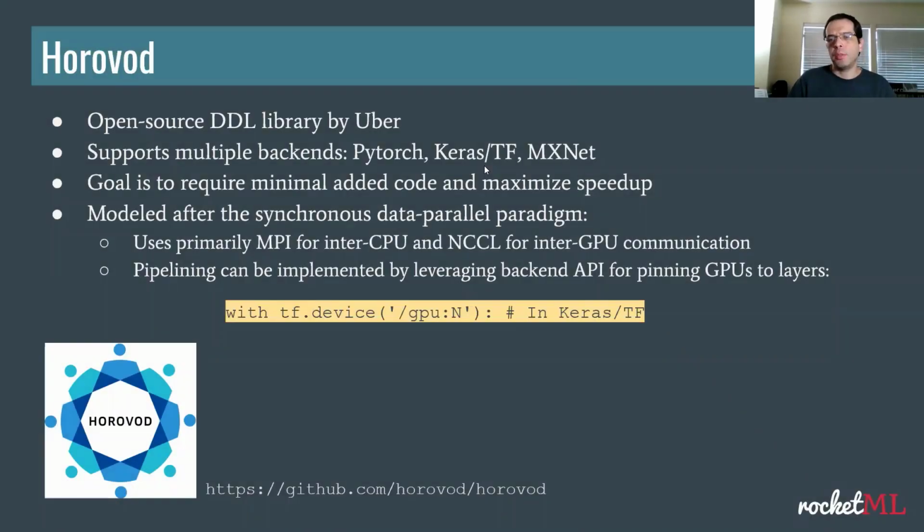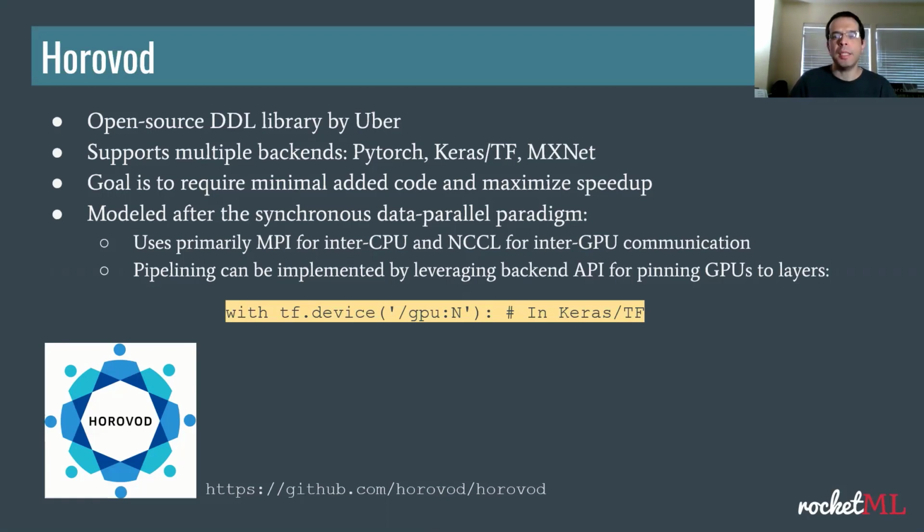So the first distributed deep learning library that we're going to take a look at is Horovod. And Horovod is an add-on, a distribution layer added on top of the most popular backends like PyTorch, Keras, and MXNet. And it's developed by Uber. And the goal that they state in their documentation is to require minimum added code and maximize speed up. So we'll take a look at how they do that. And it's modeled after the synchronous data parallel paradigm. So they use data parallelization and the synchronous mode of communication, mainly using MPI for inter-CPU communication and NCCL as the backend for GPU communication.